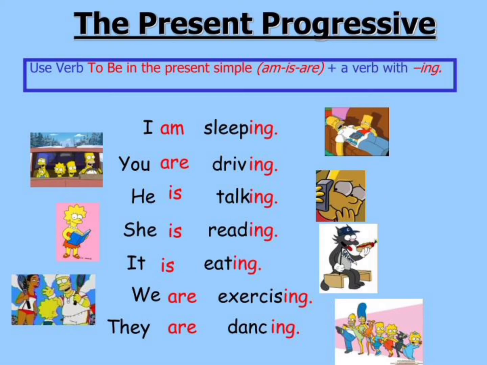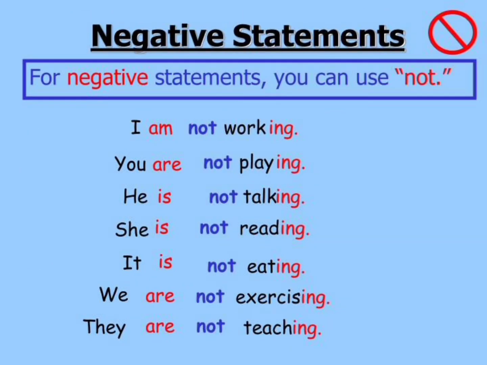Now, how can you frame sentences using the present progressive or present continuous tense? Just have a look. First of all, you need to put your subject, then you have to put your be verb. To be means am, is, are, and this depends upon your subject, whether you have to choose am or is or are. Then you have to choose the simple present form of the main verb with ing. For example, I am sleeping, you are driving, he is talking, she is reading, it is eating, we are exercising, they are dancing.